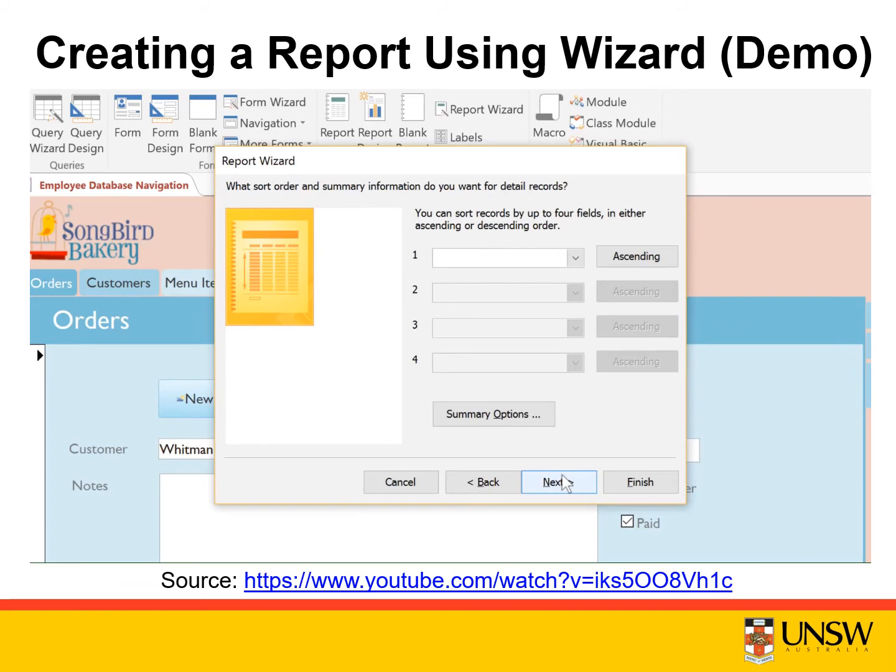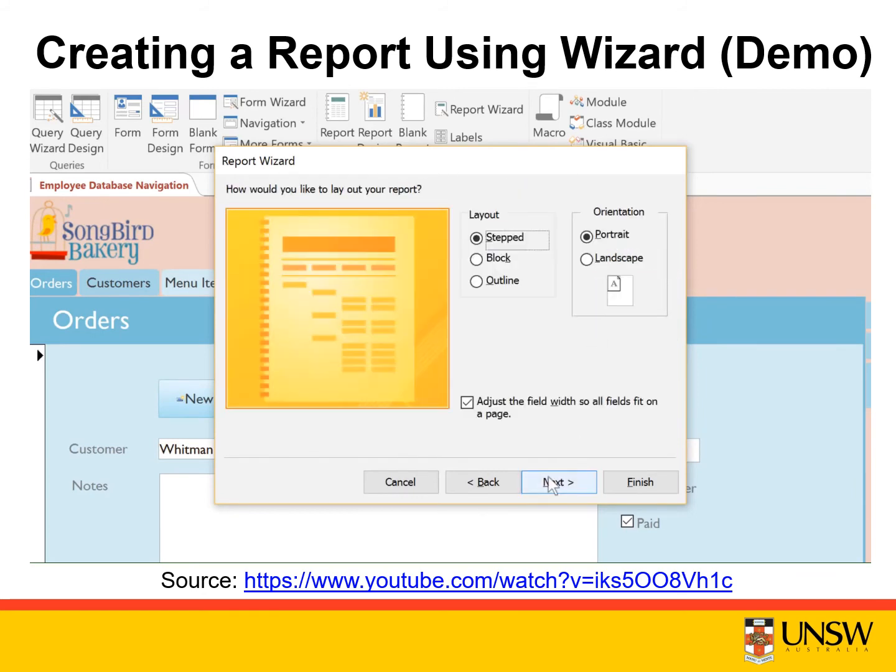Here we can sort the records by up to 4 fields. I'm going to sort by price, and I'll also change this to descending, so it will start with the highest price. And then click Next. There are a few different layout options that you can choose from. I'm going to select Block because it'll tend to keep things on the same line. I'm going to leave the orientation as Portrait, and I'll also leave the Auto Adjust option checked, so we won't have to do quite as much adjusting at the end.